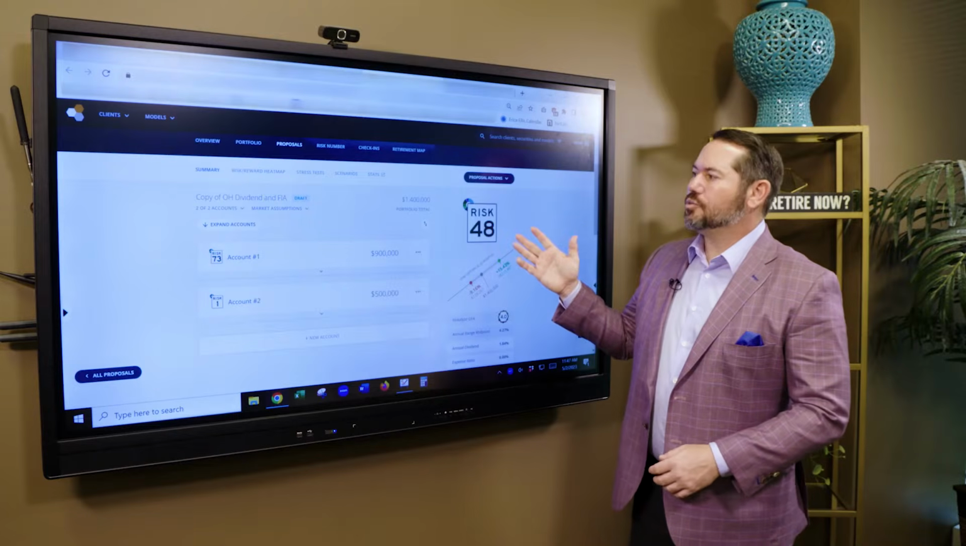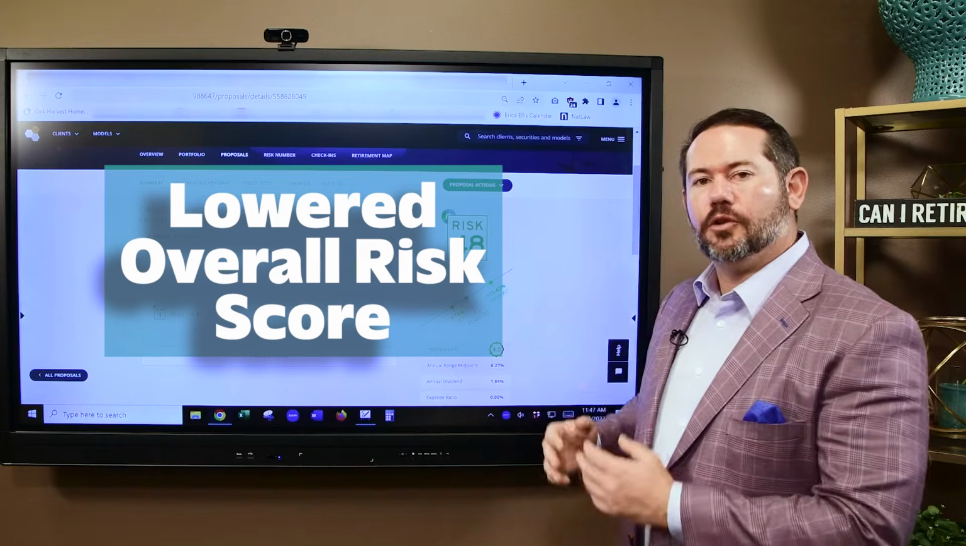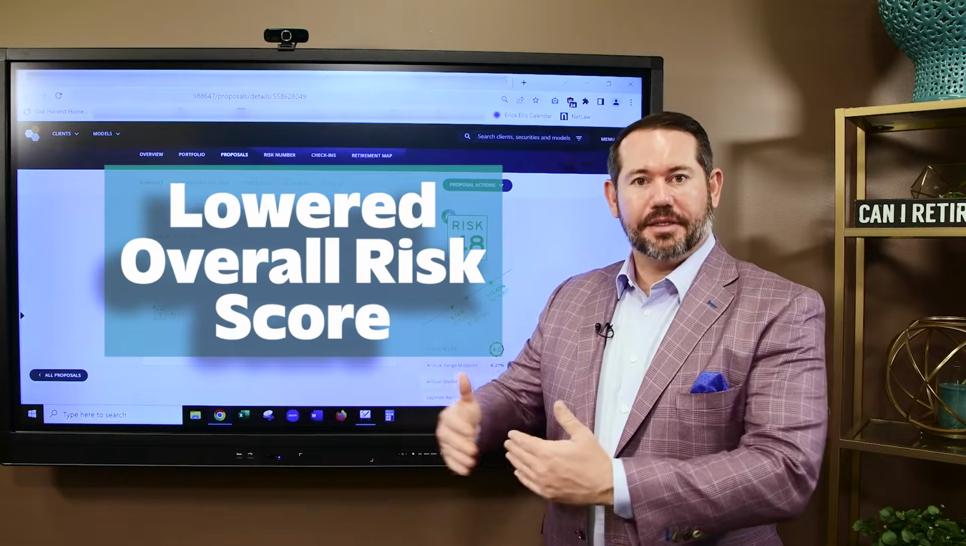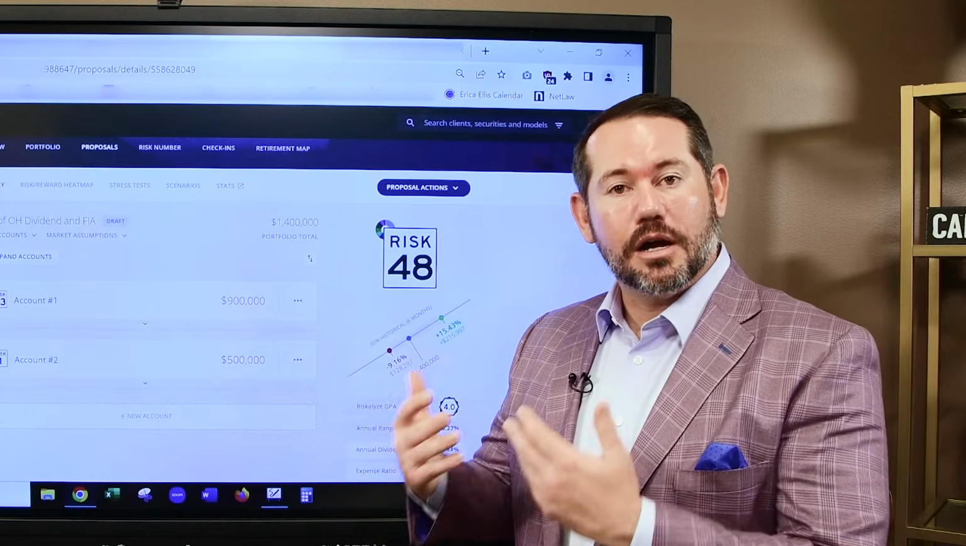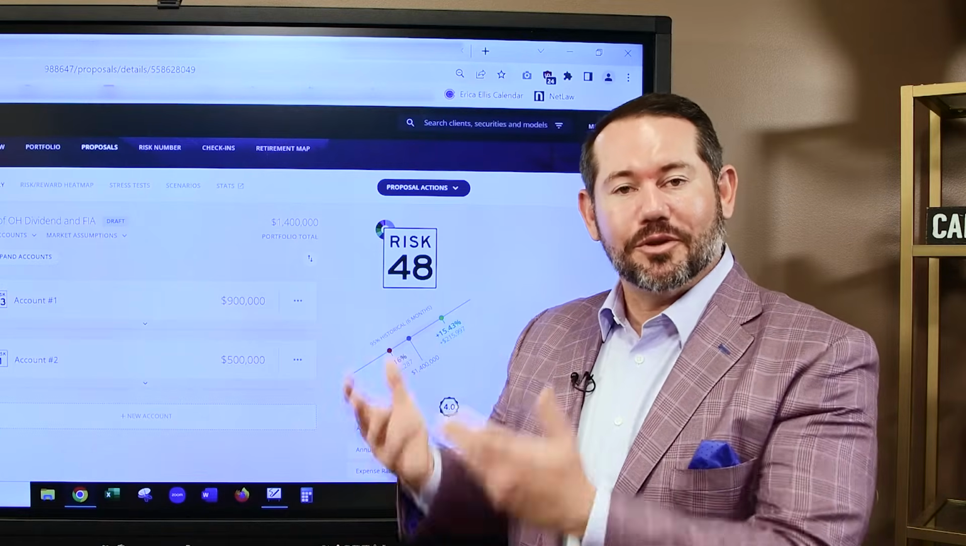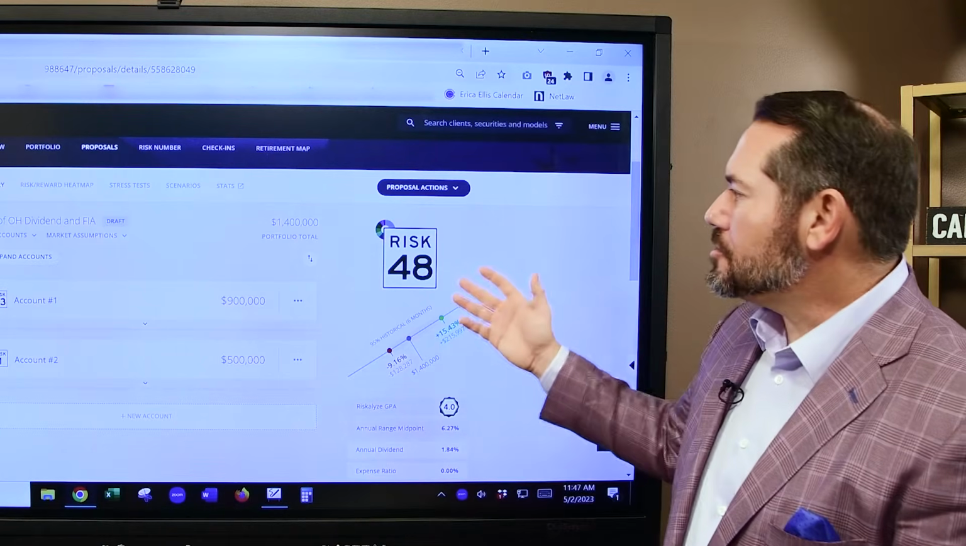So now what we've done is we've lowered the overall risk score of the portfolio to be more in line with the questions that we were asking in regards to that slider that we had on the screen. If you're not comfortable with potentially losing 19% in a 6-month period, we need to bring the risk score down in the portfolio. So that's the first thing that we're trying to do.